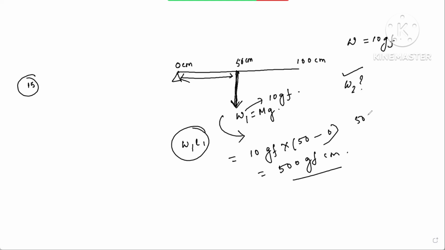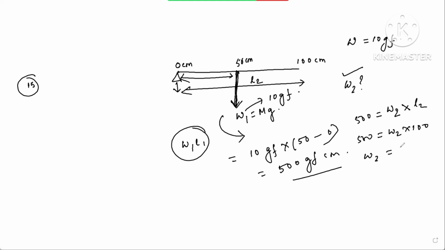So 500 will be balanced by some clockwise moment W2, that is the weight, and the distance is 100 centimeter, because this is the pivot point and this end is total 100 centimeter. So L2 will be 100 centimeter. W2 L2, so 500 equals W2 into 100. W2 equals 5 gram force.